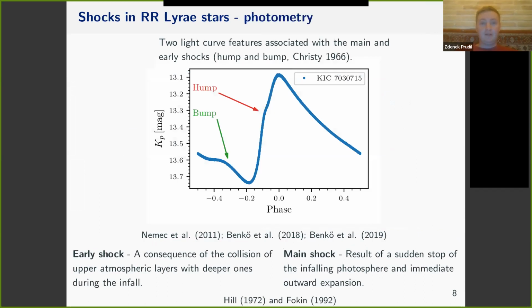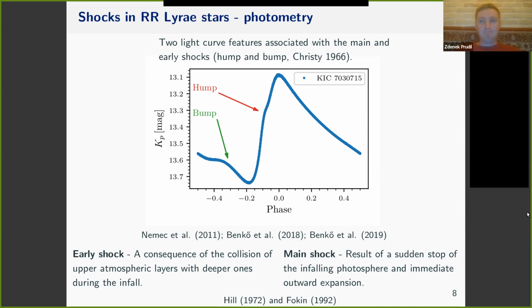Now, in the photometry, the main and early shock are characterized by these sort of wrinkles on the light curve that we call bump and hump. There are, of course, other shocks that have different names, like rump and jump. I'm not going to dive into those ones. I'm going to focus only on these very prominent ones that you can see in almost all of the light curves of RRL stars. You see this wrinkle right before the brightness minimum, that's called bump, and it's associated with the early shock. The hump right before the brightness maximum, in this narrow part of the phase during the pulsation, is related to the main shock.